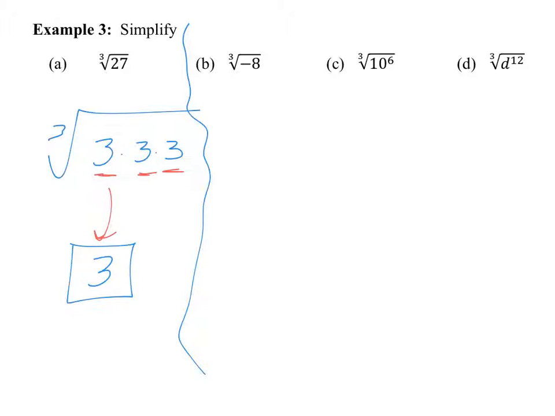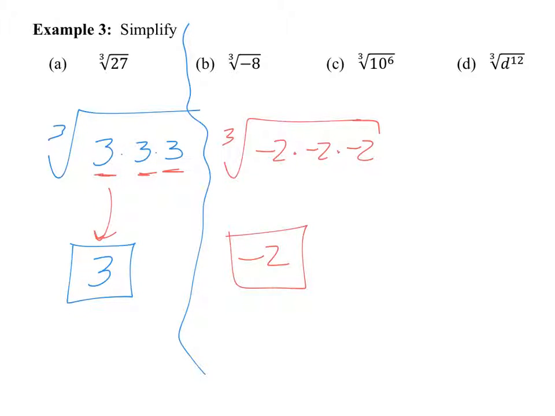How about part B? Part B, Morgan? Negative 2. And clearly Morgan knows that it's negative 2, because negative 2 times negative 2 gets me to positive 4, but another negative 2 gets me back to negative 8. Okay, it's negative 2, negative 2, negative 2 gives me negative 8. So the answer is indeed negative 2.